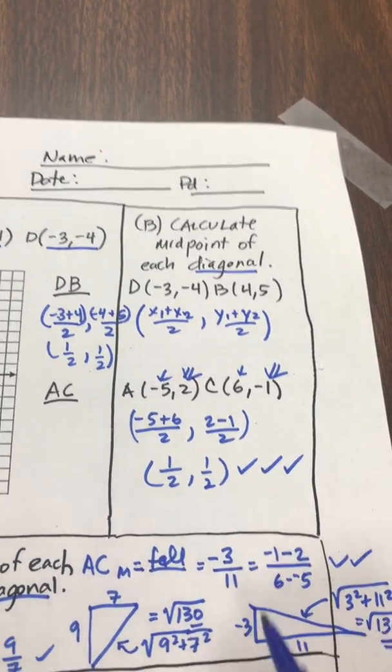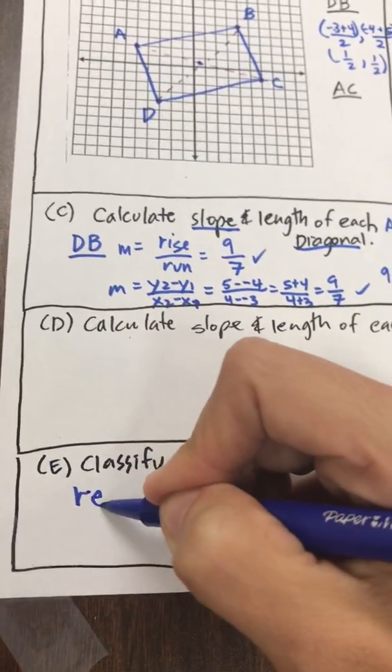So it looks like I have enough evidence at this point. I'm thinking this is a rectangle. I'm going to write that in.